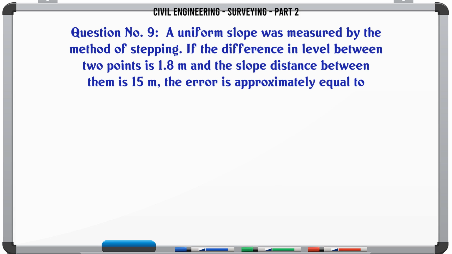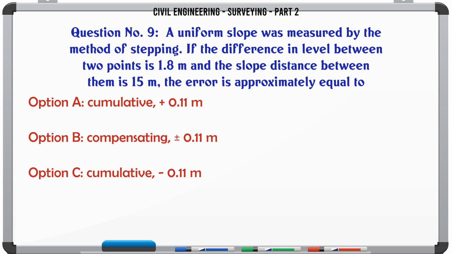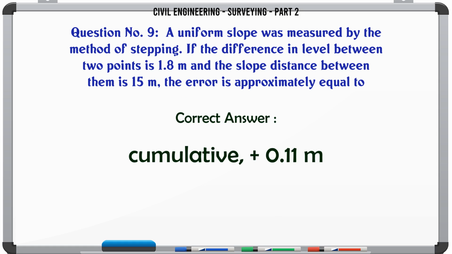A uniform slope was measured by the method of stepping. If the difference in level between 2 points is 1.8 m and the slope distance between them is 15 m, the error is approximately equal to A. cumulative 0.11 m, B. compensating 0.11 m, C. cumulative 0.11 m, D. none of these. The correct answer is cumulative 0.11 m.